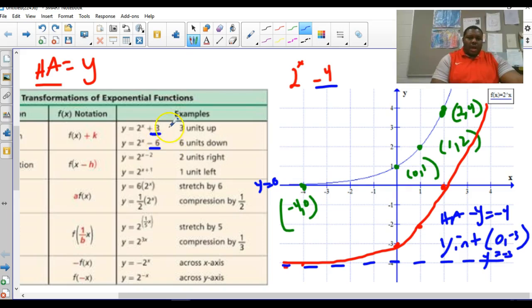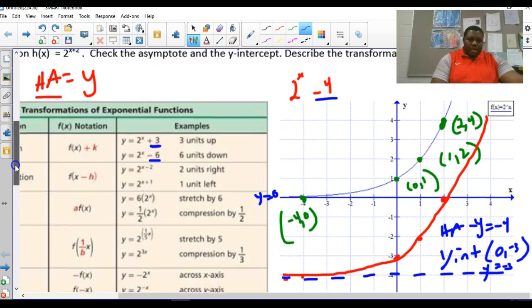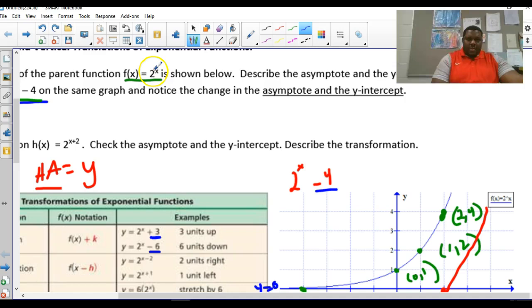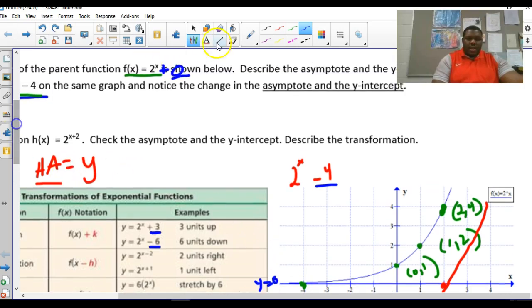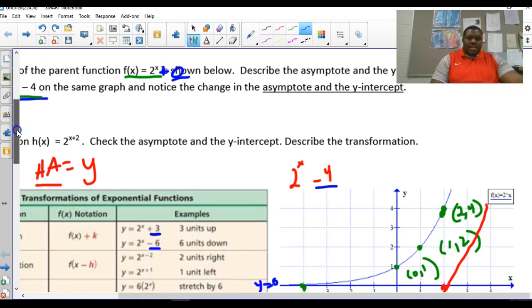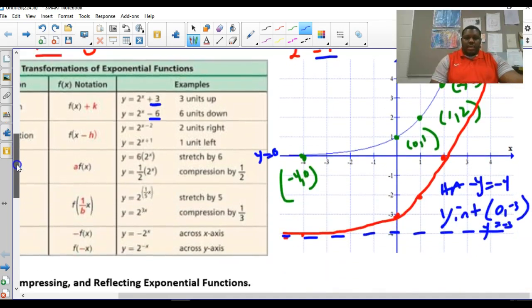Look at the parent function, 2 to the x. See how there's not a plus a number right here? We'll just say plus 0, because there's nothing there. That's why the horizontal asymptote is y equals 0. It didn't go up or down. It's plus nothing, so 0 is the horizontal asymptote. Hopefully that helps you identify the horizontal asymptote when you have this type of problem.